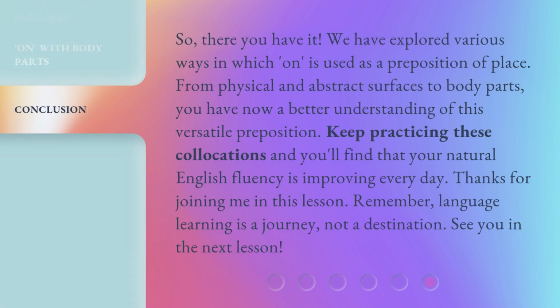So, there you have it. We have explored various ways in which on is used as a preposition of place. From physical and abstract surfaces to body parts, you have now a better understanding of this versatile preposition. Keep practicing these collocations and you'll find that your natural English fluency is improving every day.